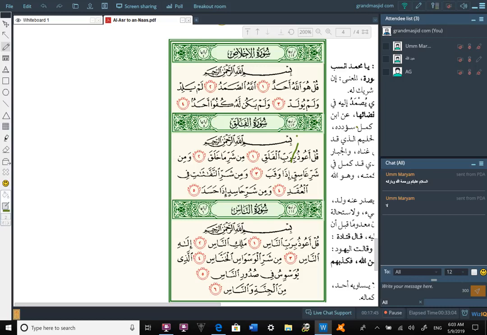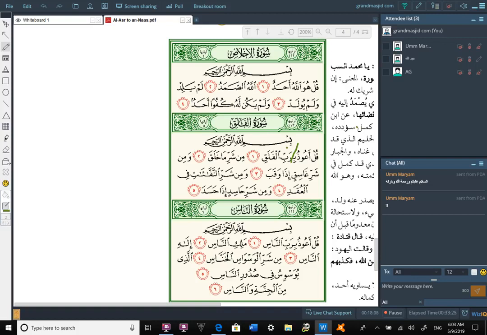We already had the word Rabb. I seek refuge with or in the Lord. You can seek refuge in the Lord or with the Lord; it depends on what you prefer as a translation here. And it's a harf jar. Ba is a harf jar, causing Rabb to be majroor here. Rabbi is majroor because of the ba.